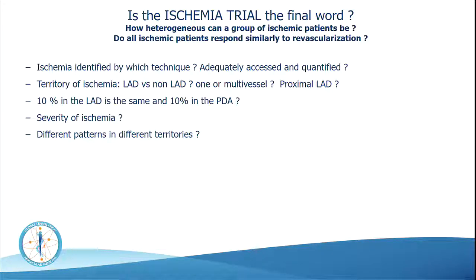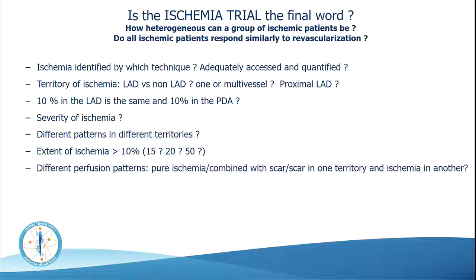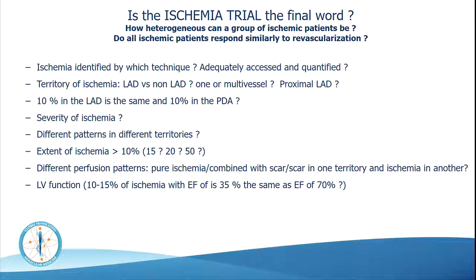Mixed ischemia, scar in one territory, ischemia in another territory, pure scar in another territory. What's the extent of ischemia above 10%? Is it 15, 20, 50%? Different perfusion patterns.